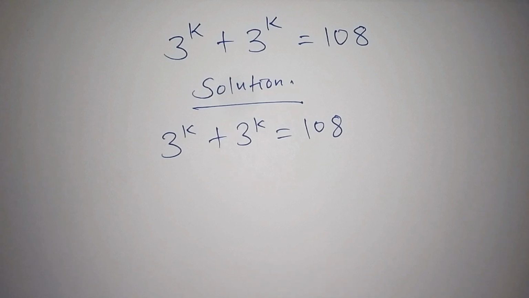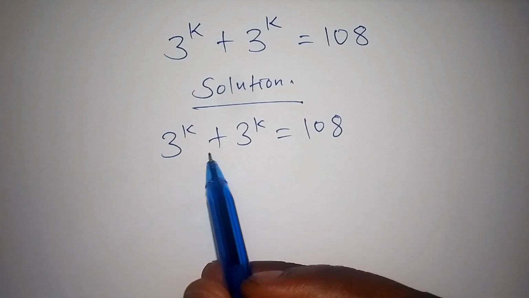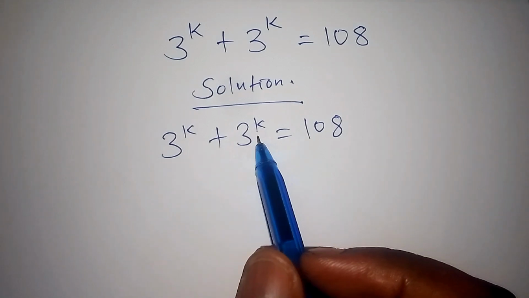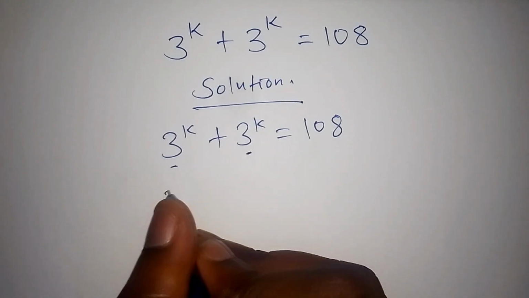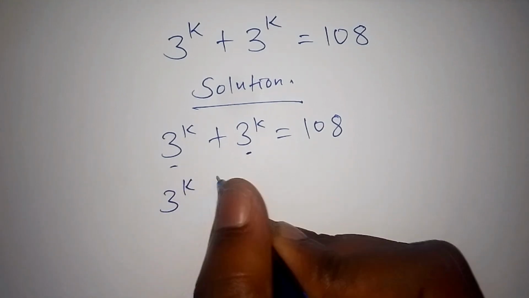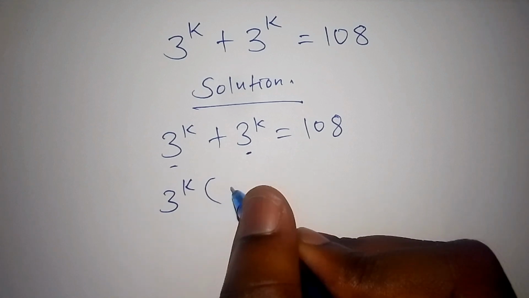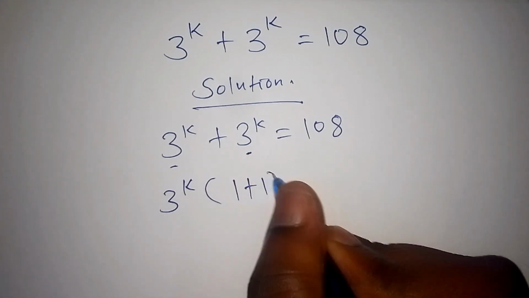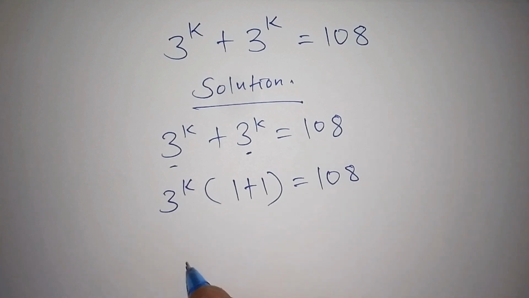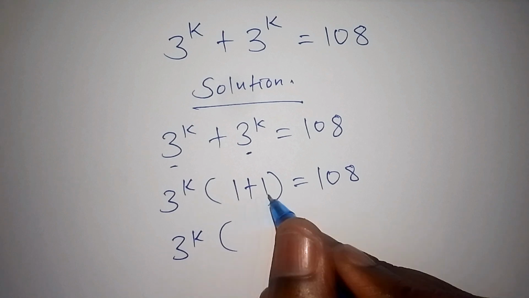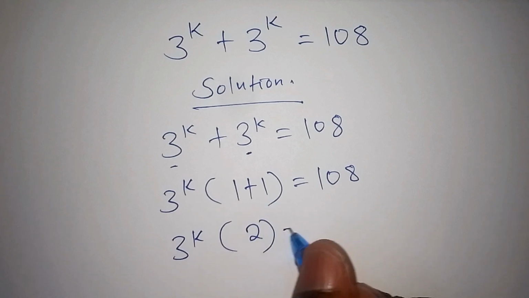The first thing that we need to do is factorize 3 to the power of k plus 3 to the power of k because they have the same base. So it can be written as 3 to the power of k into bracket 1 plus 1 is equal to 108. In this case we shall have 3 to the power of k into bracket 1 plus 1, which is 2, is equal to 108.